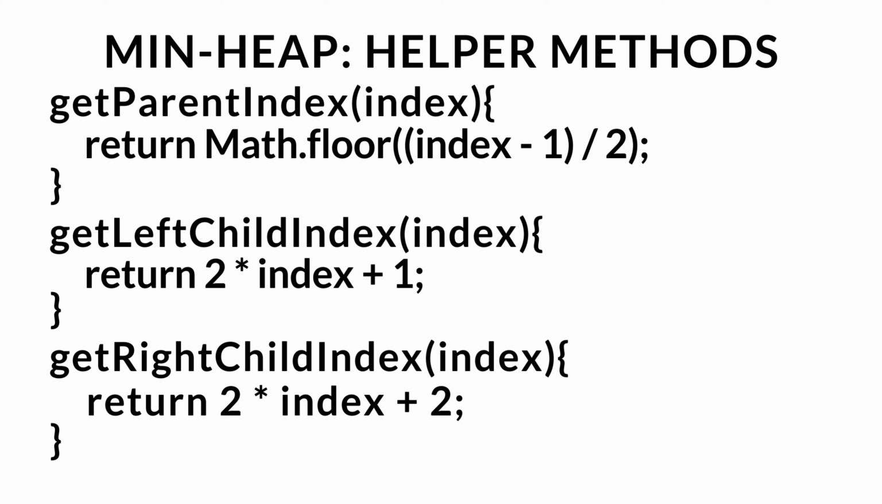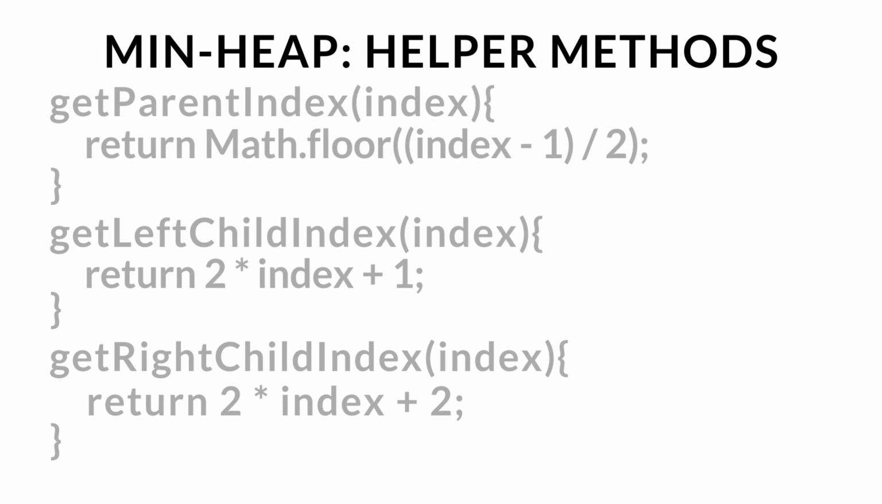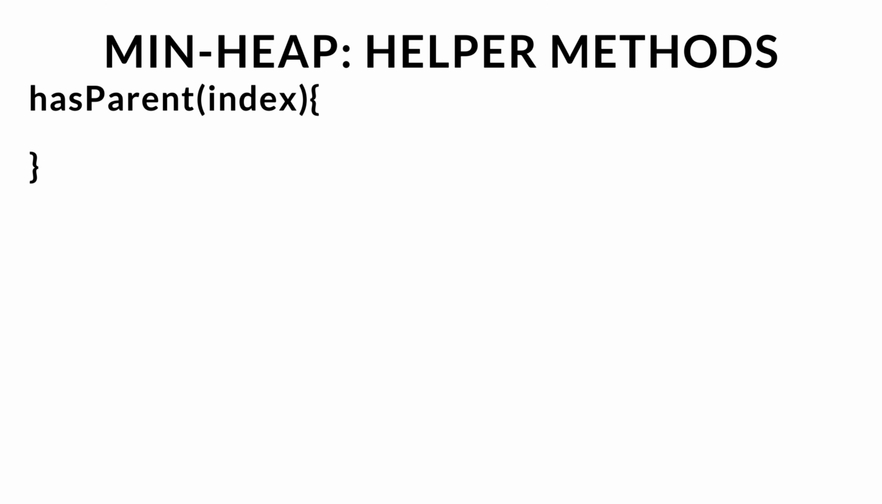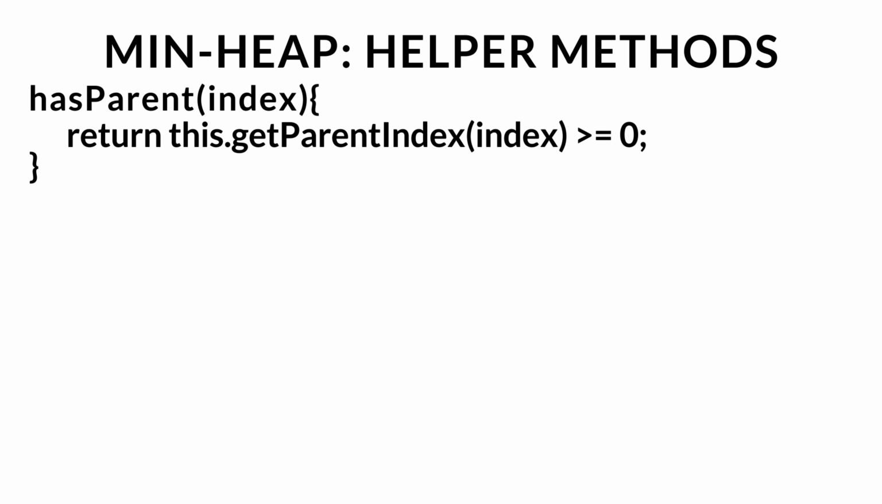Next, we'll have to define some more helper methods, this time checking to see whether or not a node has a parent, left child, or right child. So our hasParent method will return a boolean, and we'll have an index param. The index being the node that we want to know whether or not has a parent. So we'll return a boolean based on whether or not the parent index is greater than or equal to 0. If it is greater than or equal to 0, it has a parent. Otherwise, it means that the getParentIndex method is returning a negative number, which means there's no way this node can have a parent since we're using an array.